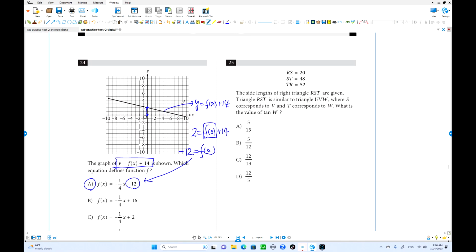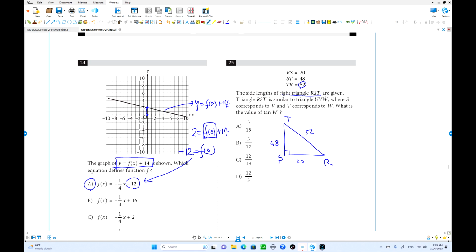Here is number 25. RS is 20, ST is 48, TR is 52. This is a right triangle, okay? Where is the TR? This is the hypotenuse, okay? This is T, this is R. So this one may be S, right? RS is 20, TS is 48, this is 52, okay? That's it. So over here, what is the value of y?